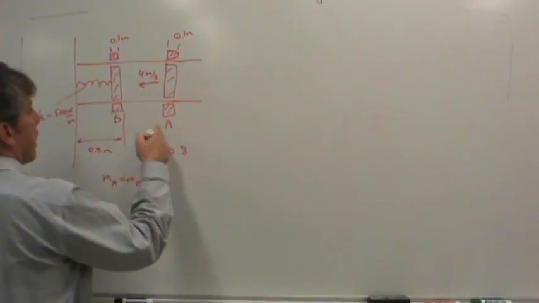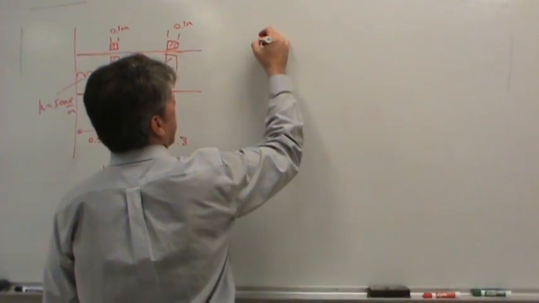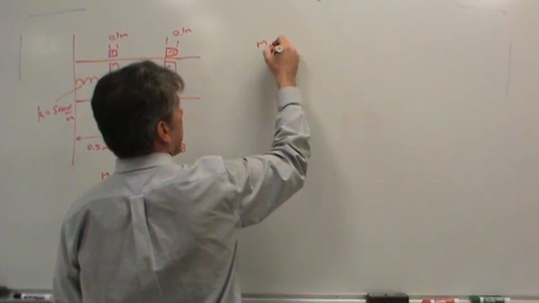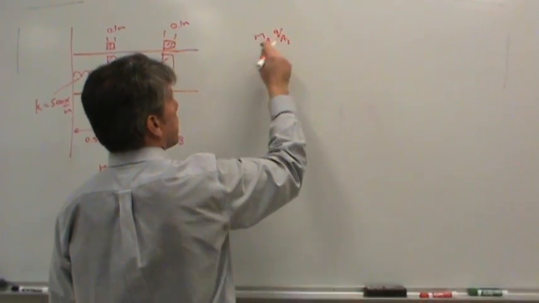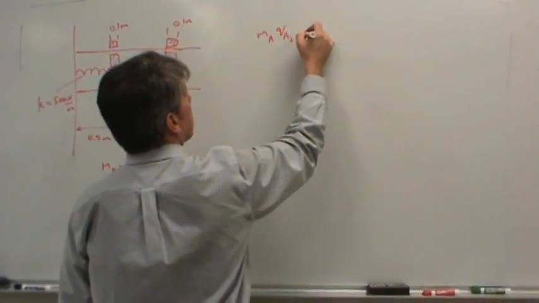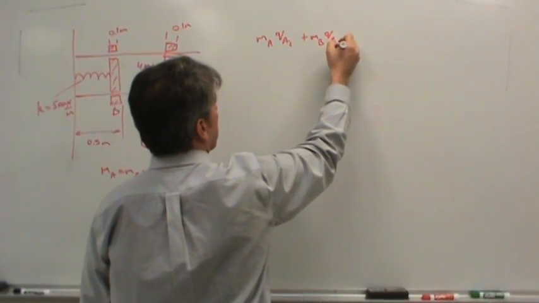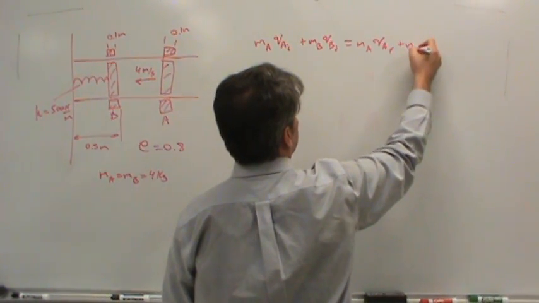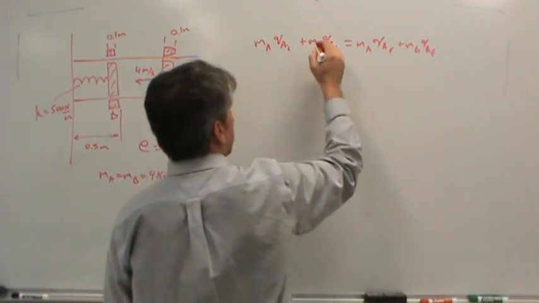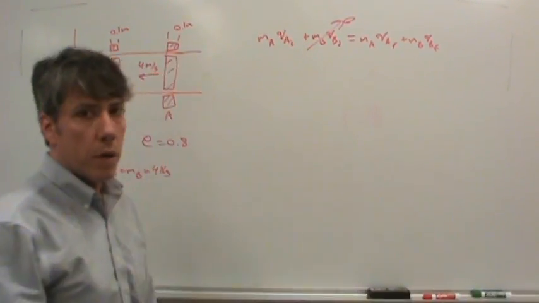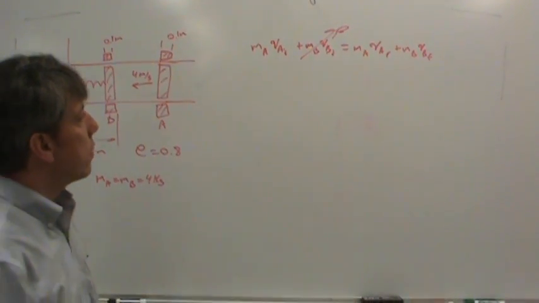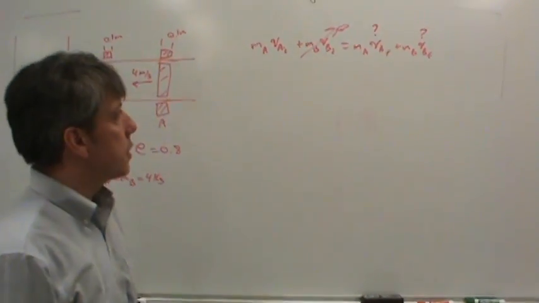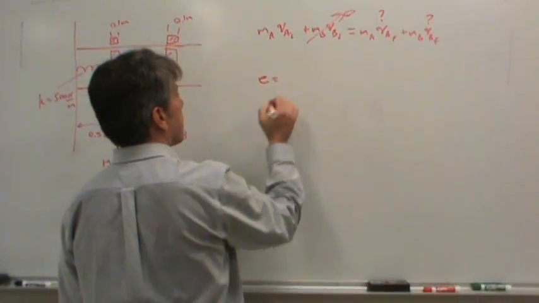I'm going to take A and B as a system so that I can write the mass of A times the velocity of A initial, which is the momentum of A in the initial case, plus the mass of B times the velocity of B initially, equals the mass of A times the velocity of A final plus the mass of B times the velocity of B final. Now notice B begins with no momentum, so that goes to 0. In this equation we've got one equation, two unknowns, and the two unknowns are the final velocities of the two plates. That's where the coefficient of restitution comes in.